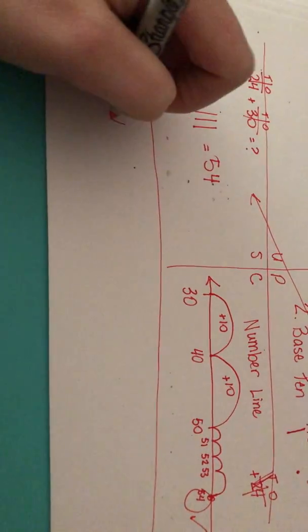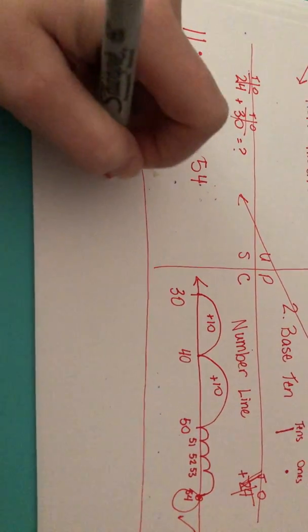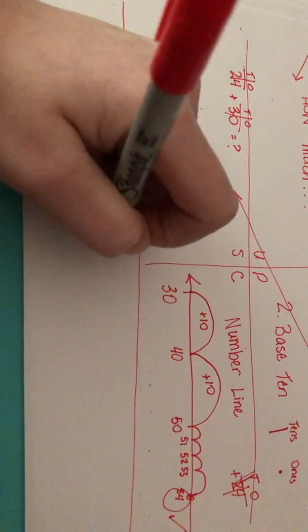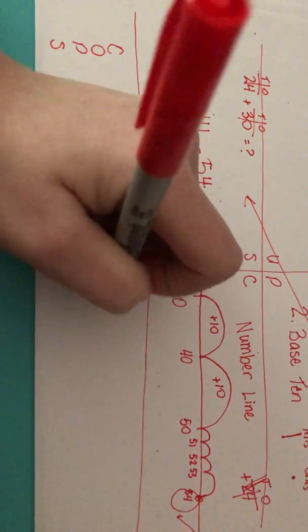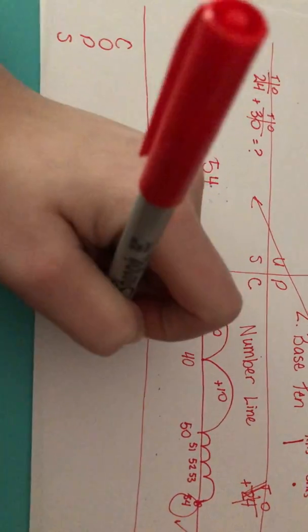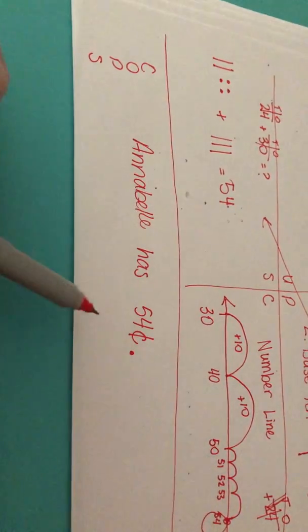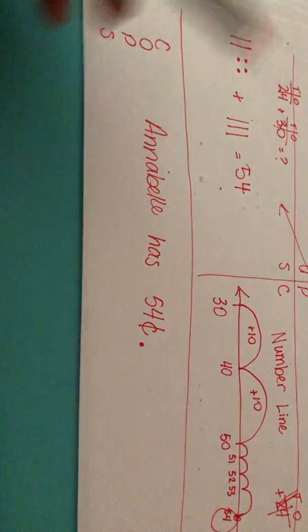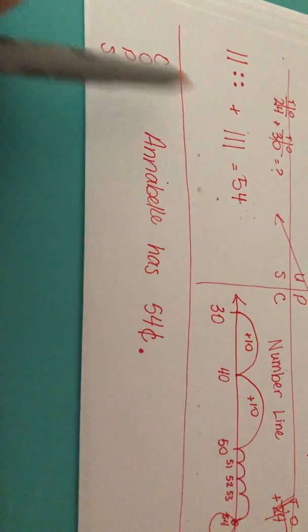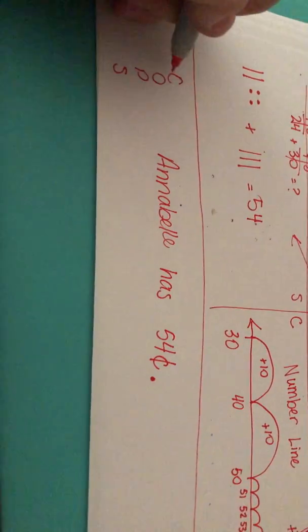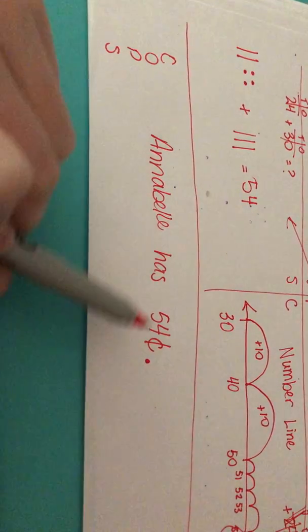They can write the sentence, Annabelle has 54 cents. That's all they need to write. It doesn't have to be a very long sentence. We understand this is math and we're more focused on the actual answer. We're going to go back through and check for COPS because this is a very big struggle for us here in 2nd grade. Do we have a capital letter where it needs to be?